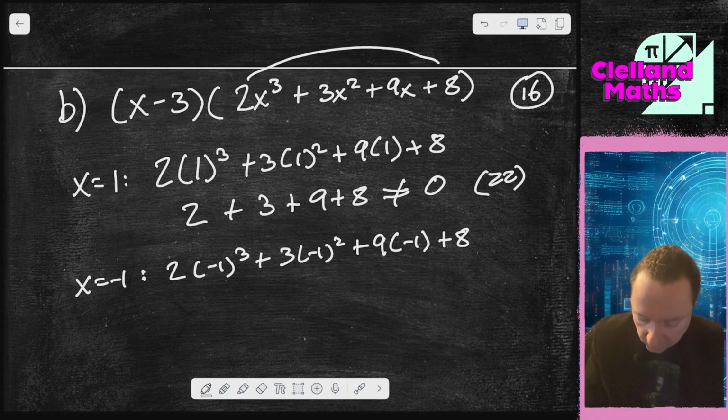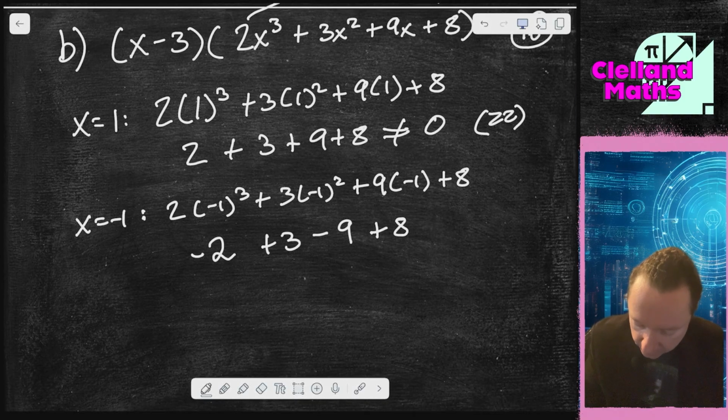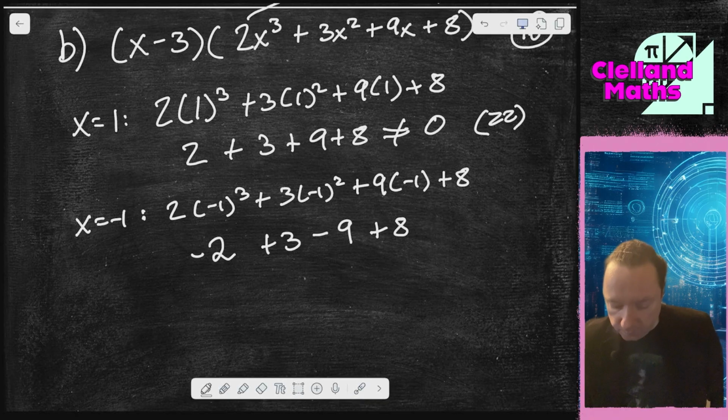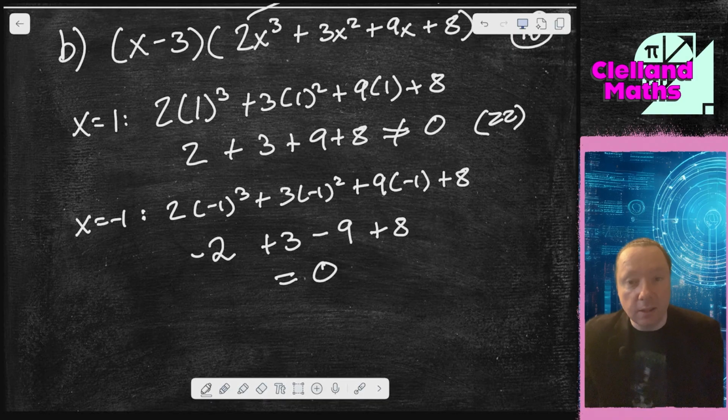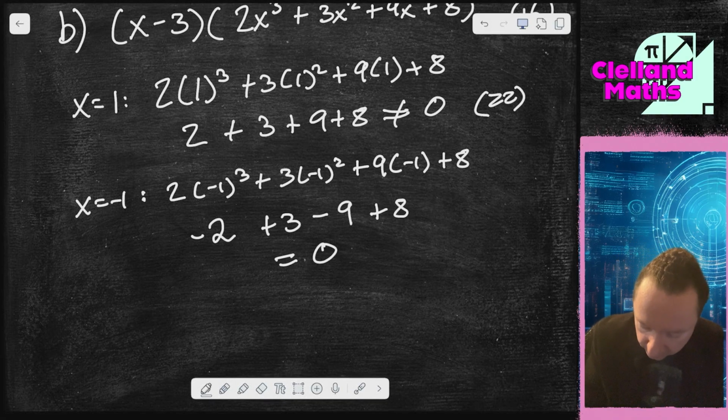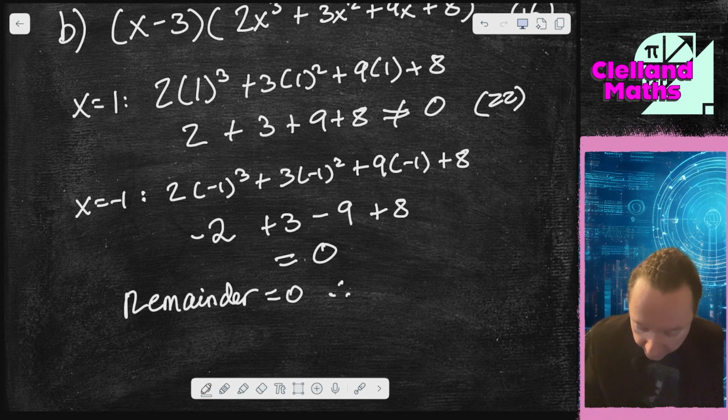Minus 1 cubed is minus 1, so that's minus 2. Minus 1 squared is 1, so that's 3. Minus 9 plus 8. 3 minus 2 is 1. 1 plus 8 is 9, minus 9. That gives me 0, so I've got it. Excellent. Remainder equals 0. Therefore, x equals minus 1. x plus 1 is a factor.